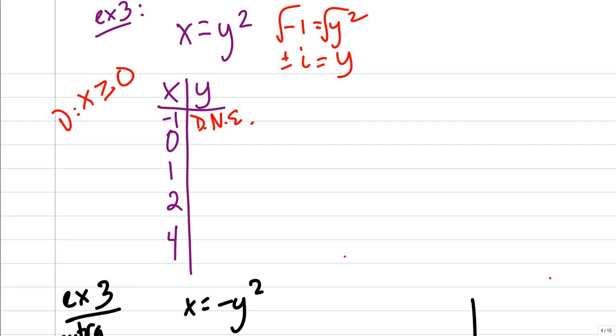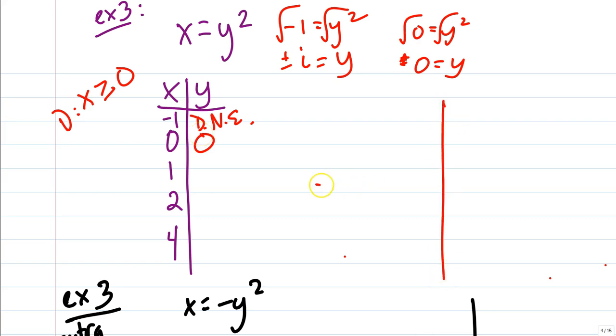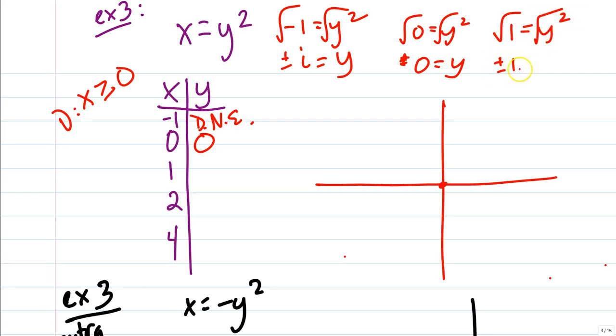But we could do 0. 0 is equal to y squared. If I do the square root of that, plus or minus 0. How about just 0? Well, there's a point. Finally, what happens when I plug in a 1? Well, 1 equals y squared. If I square root that, square root of 1 plus or minus 1 is equal to y.